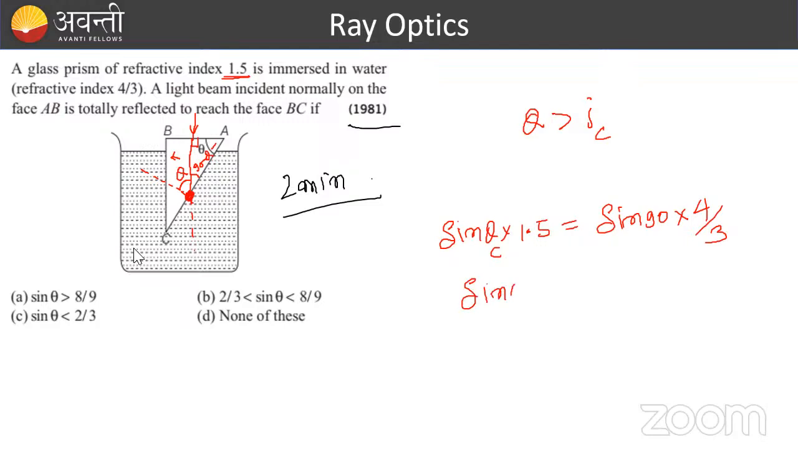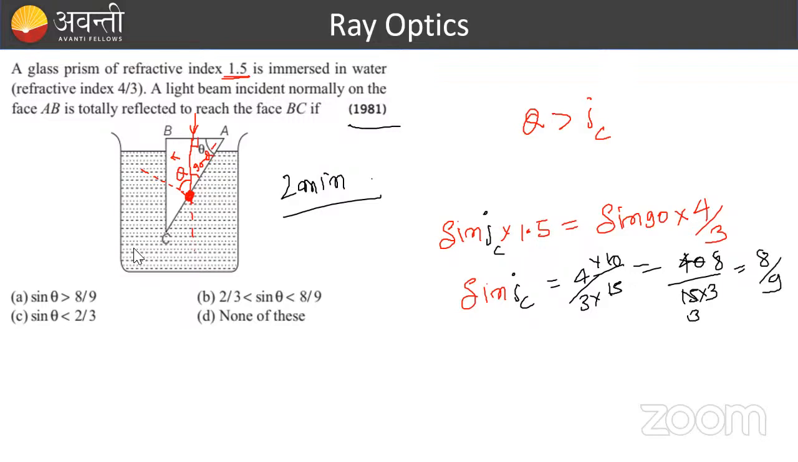So what is the value of sin theta c, that is IC. Here, what nomenclature have I taken? IC. So let's write the same, otherwise you people will get confused. So write here, IC I'm calculating. Sin IC, sin 90 is 1, 4 by 3 into 1.5. So this is 40 by 15 into 3. So 5 times we can cancel it like this. So 8 by 9. Sin IC is 8 by 9.